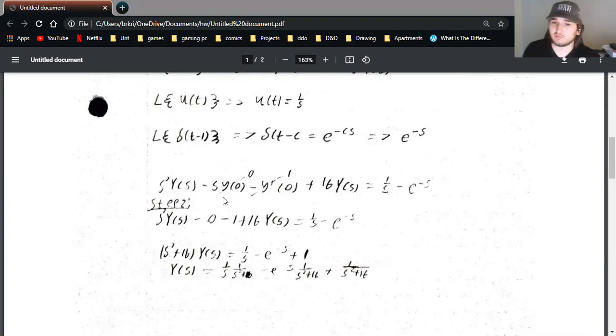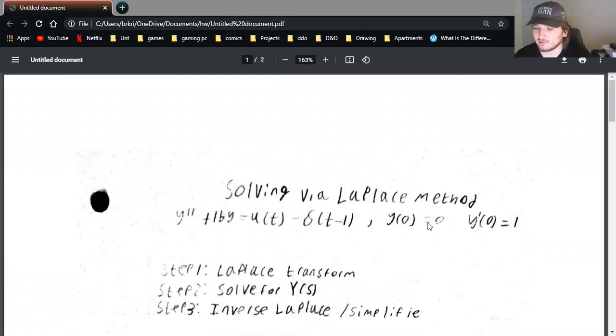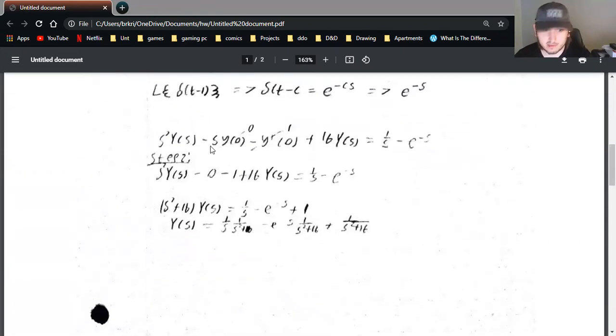Now to start moving capital Y of s to one side, we will plug in our initial values, which are y of 0 equals 0 and y prime of 0 equals 1. Since we have y of 0 and y prime of 0 here, that will go 0, that will go 1. So now we have this equation. Now we'll simplify this, moving everything to the other side besides the Y's. We will add the 1 to the other side, then factor out the Y of s.